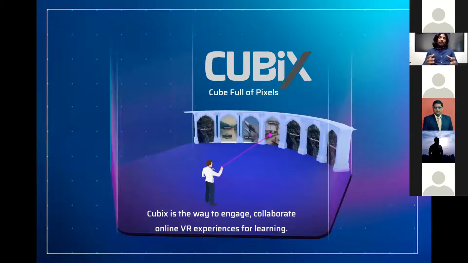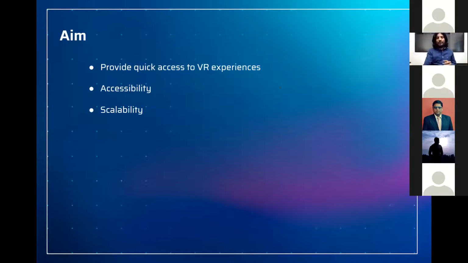So keeping all those problems in mind, we came up with a solution called Cubix. Cubix is a cube full of pixels. Basically, it's all about bringing digital immersive technologies to the end user. I will talk about why the name is Cubix later in the presentation, but Cubix was built to make it simple and accessible to everyone. The main aim of Cubix is to provide quick access to VR experiences for anybody. Imagine you want to do some research on VR, but you don't have a VR headset, or you just want to experience VR. You don't have to buy a VR headset, but can find a nearby hub, the VR Cubix hotspot.